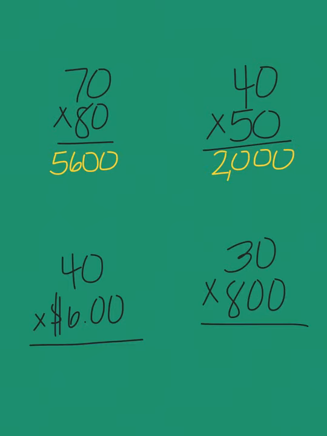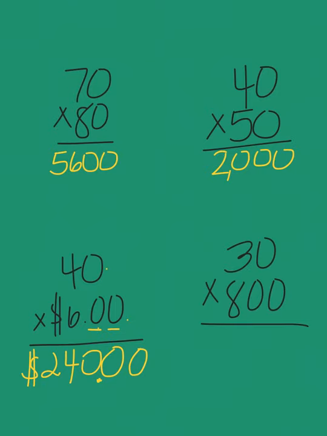All right, our first digits in 40 times $6 are 24. And then we have 1, 2, 3 zeros. Now I know that 2 of those zeros are behind the decimal. So I'm going to do the same for my answer, and I'm going to put a dollar sign here. The answer should be $240.